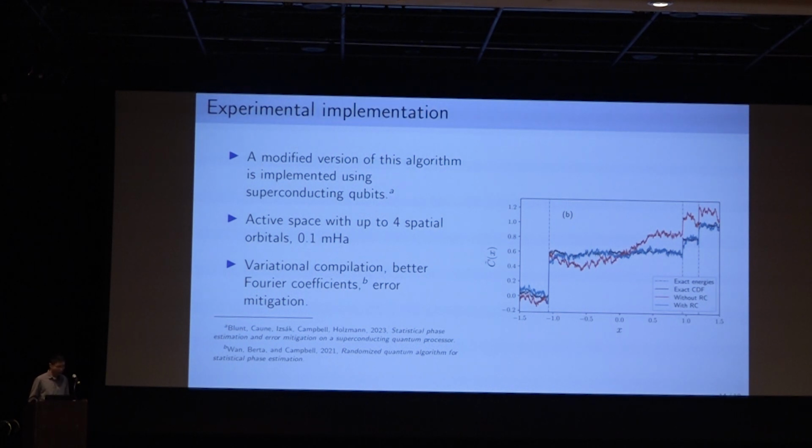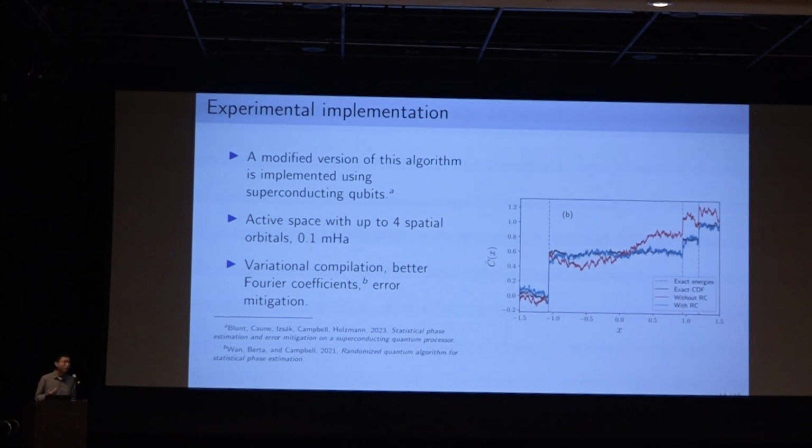In this work, as I should mention, this is 2023 work by Kiss and collaborators, they use a bunch of techniques such as variational compilation for the time evolution unitary, and they use better Fourier coefficients. We proposed some Fourier coefficients, but it turns out they're not optimal. And they also use error mitigation extensively to get the accuracy we want.